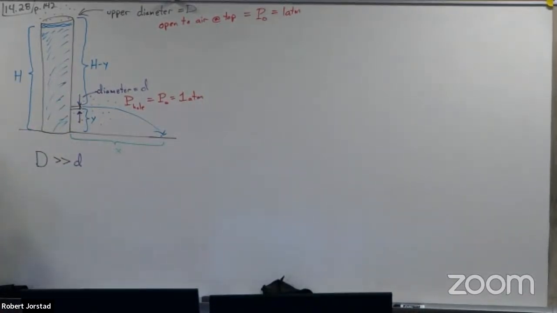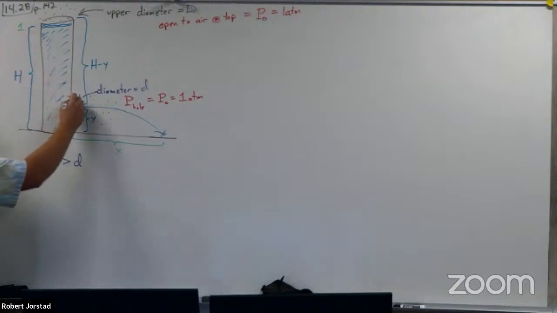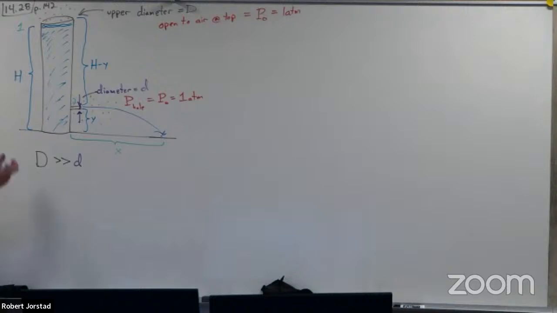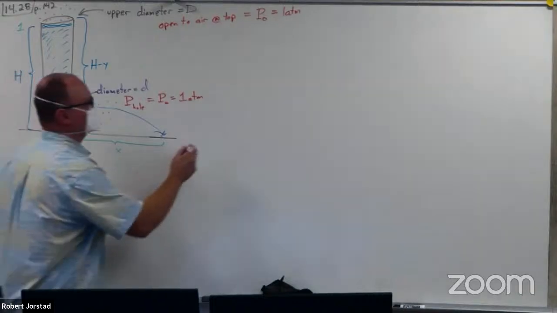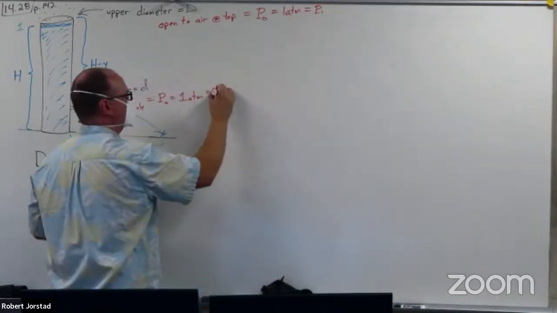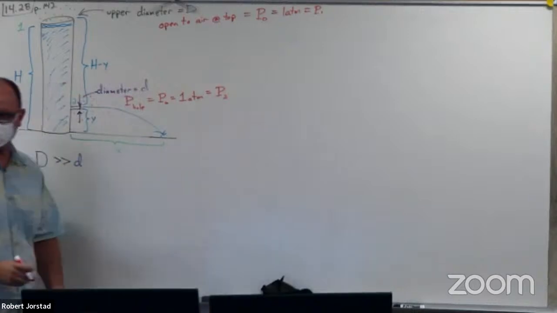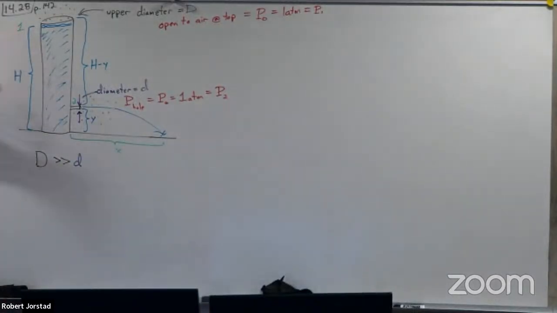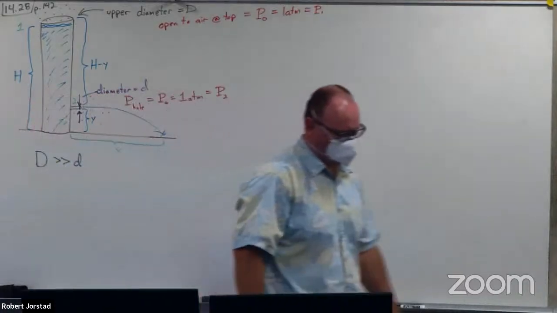Now, I'm going to label everything at the top with a number 1. Everything down here is going to be a number 2, just so I don't have to write whole and top all the time, okay? So basically, I'm going to say this is pressure 1. I'm going to call this pressure 2. Is everybody okay with that? Because 1 is every subscript at the top. All right?